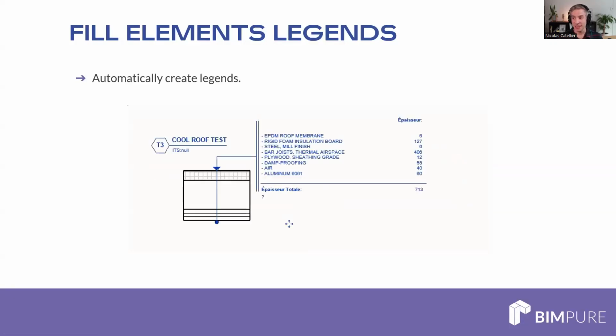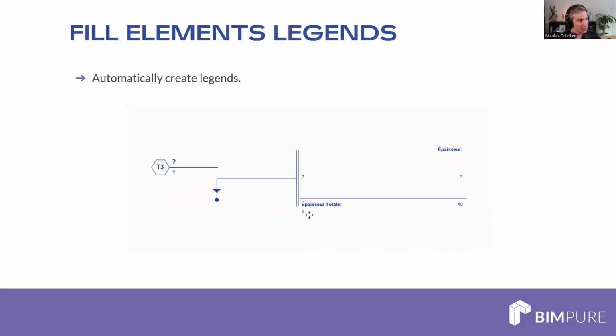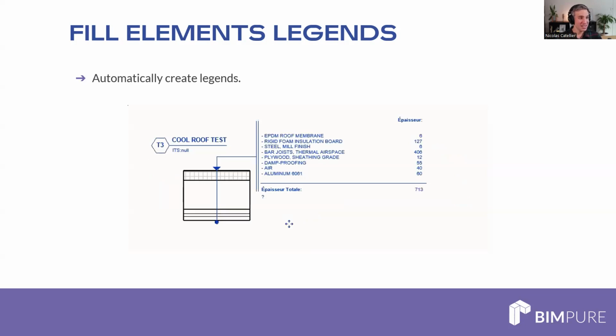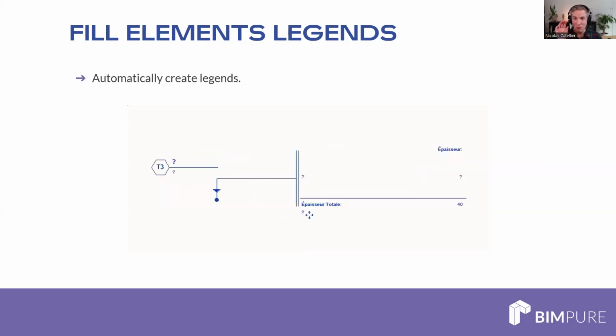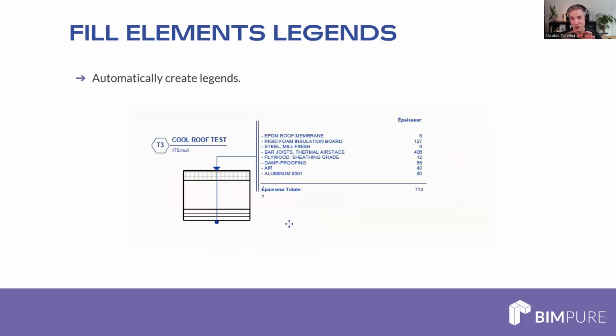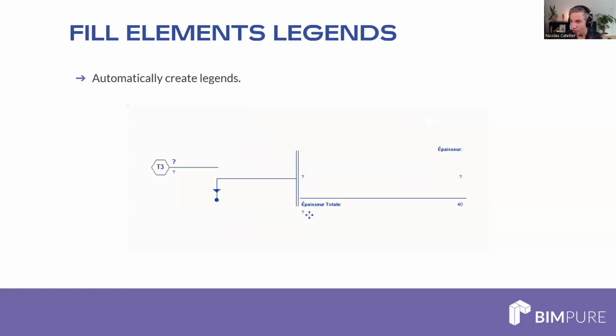So this one is quite cool. That's to automatically create legends. Creating legends can be extremely boring. You have to manually bring in the legend components and fill out everything, right? And often these elements are not linked to the actual composition of the roofs or the walls.